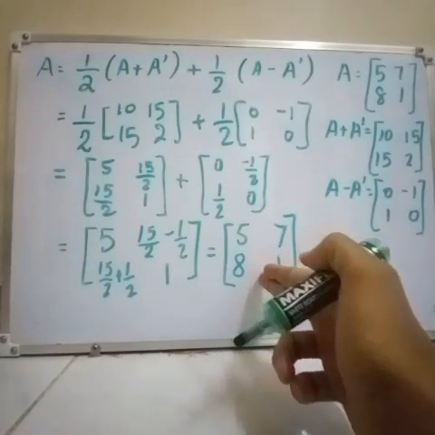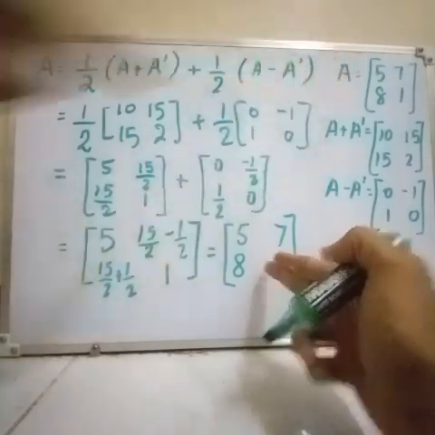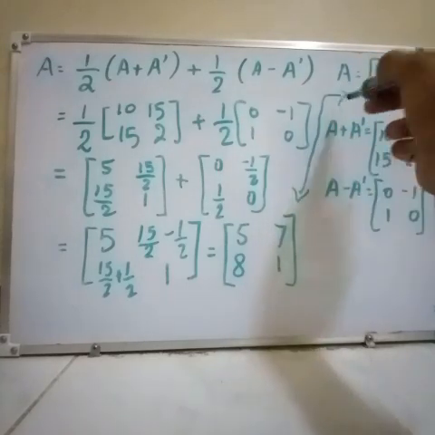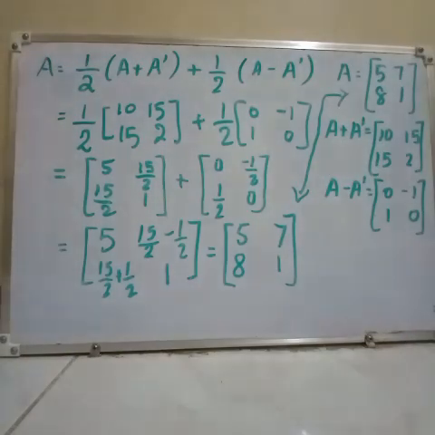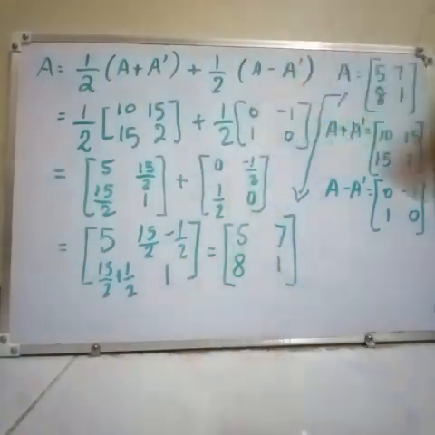Now if you check this with the left hand side, the A matrix. So what's our A matrix? If you compare these two matrices, both are equal. This is equal to this. So this proves the theorem that A can be represented as the sum of a symmetric and a skew symmetric matrix.